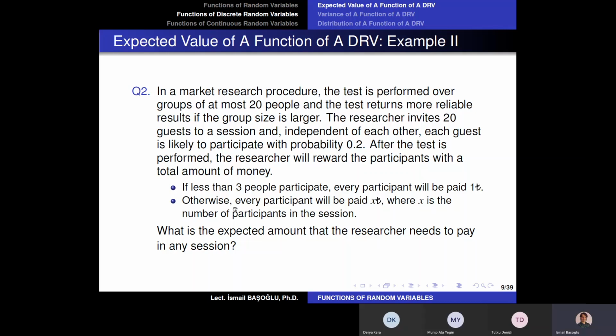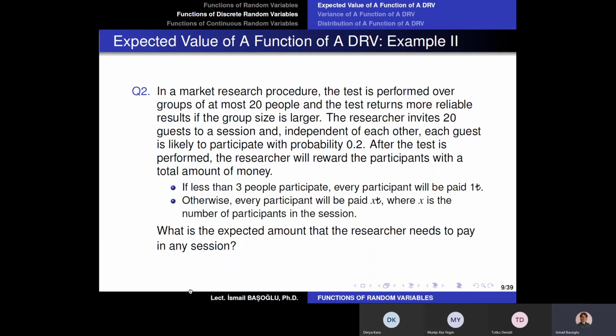So everybody will think that I will come, and if the other guys will come, then I am going to get 20 Turkish liras. So everybody will think that, and because of this encouragement, all 20 people are going to come, okay? Hopefully. However, there is this probability distribution that we assume. Though the money is encouraging people, we know that independent of each other, each guest is likely to participate with probability 0.2. So the question is this: what is the expected amount that I need to pay to the participants in any session?